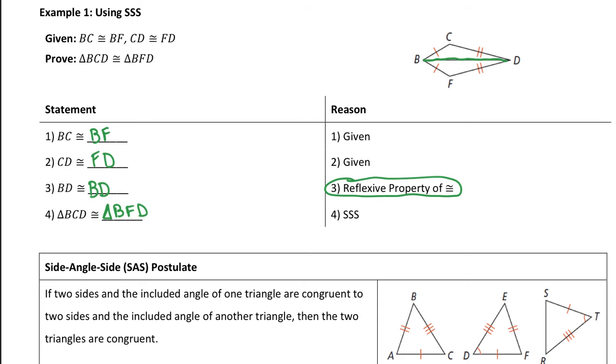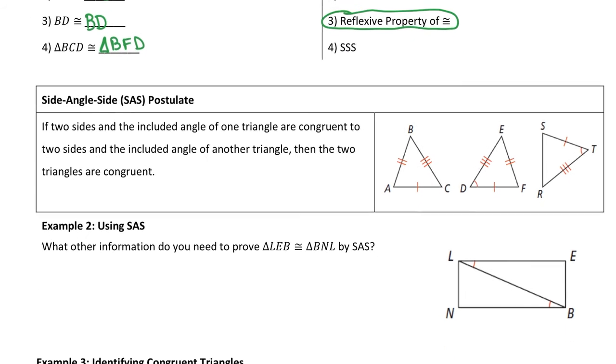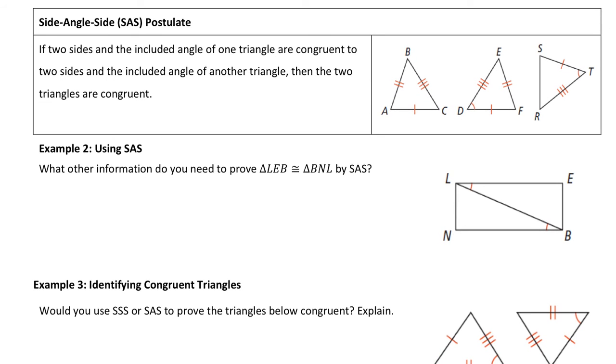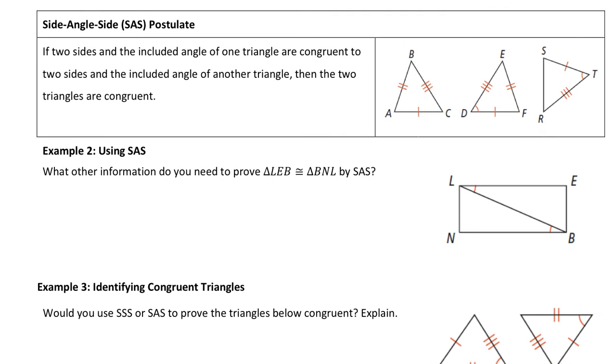The other postulate we talk about today, the other shortcut, is the side-angle-side postulate. This postulate states that if two sides and the included angle of one triangle are congruent to two sides and the included angle of another triangle, the two triangles are congruent.